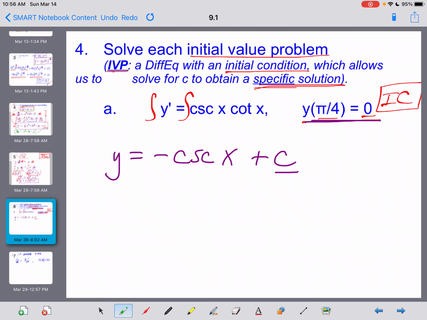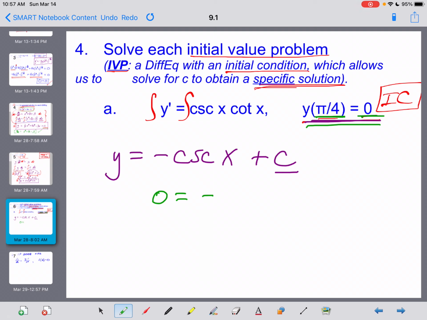To do that, we need values to put in for the y and the x, and that is where these values come in right here. As I said earlier, when x is pi over 4, y is equal to 0. So my y value becomes 0. Like I said, I like to indent just a little bit.